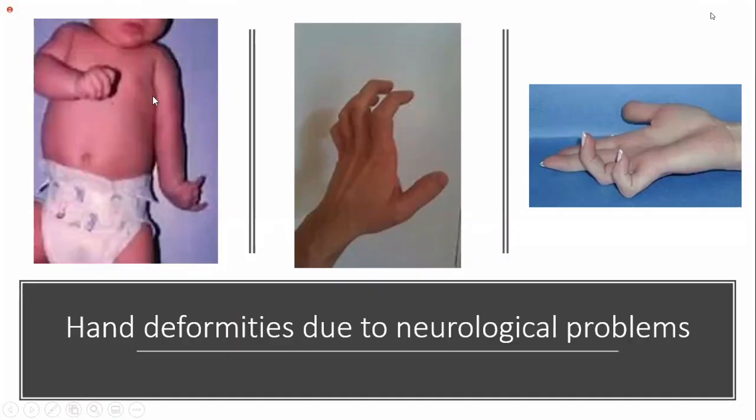So this is called Erb's palsy. Nowadays they tend to call it upper brachial plexopathy.